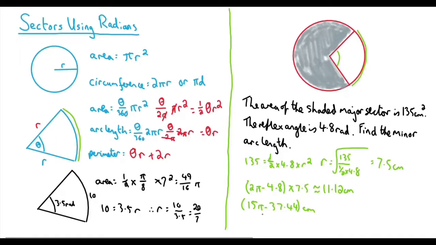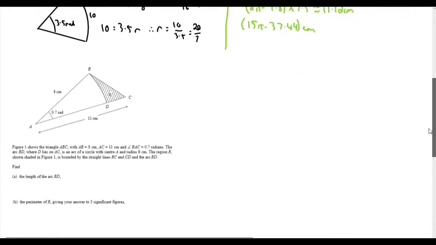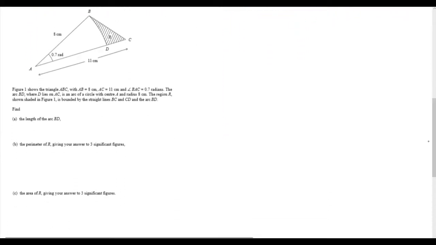If we're okay with that, let's then just see what we would do in one of those questions that I just mentioned, the idea where you've got a compound shape that contains a sector just as part of it. So here we have a triangle ABC, and then ABD inside of that is a sector where the radius is 8 compared to this total side length of this triangle here of 11. The angle then being 0.7 radians.